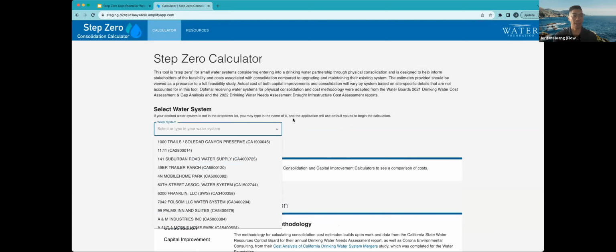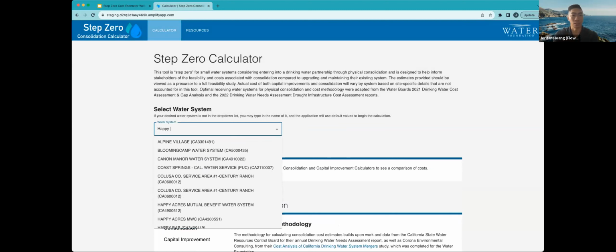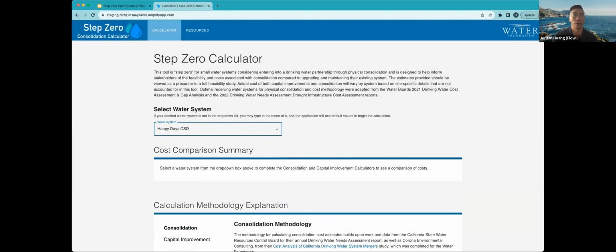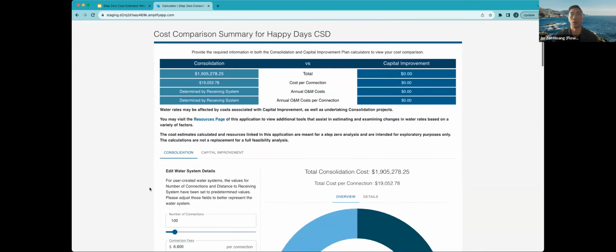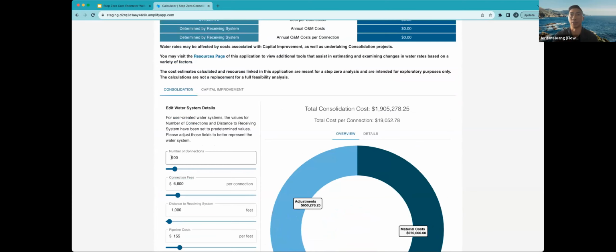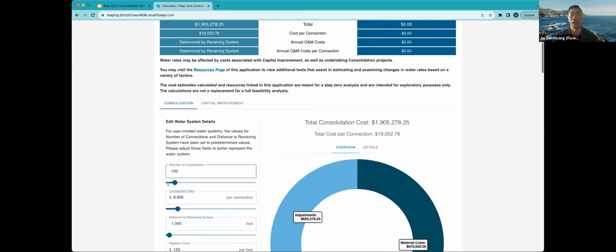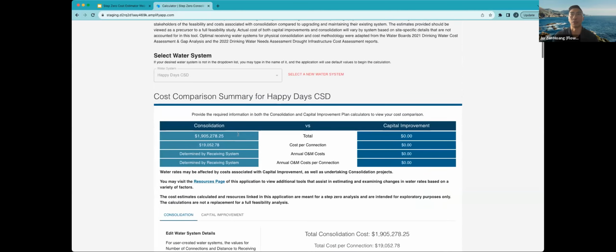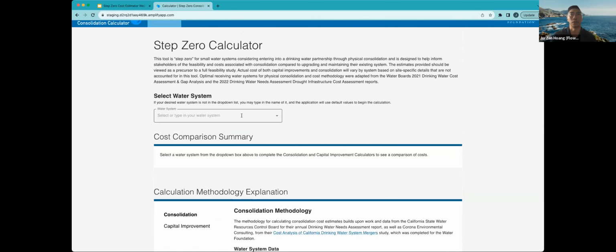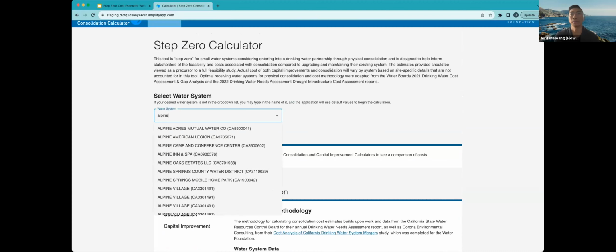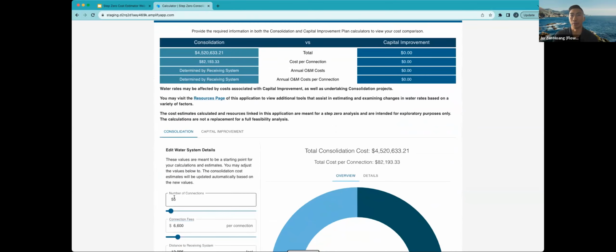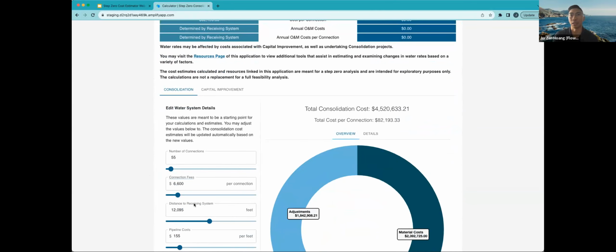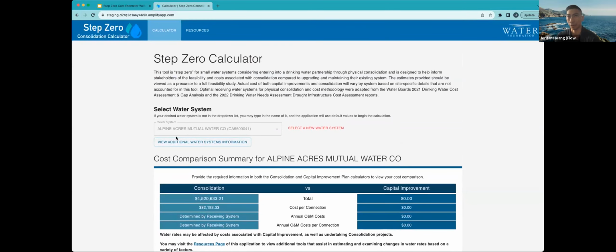If the water system that you are trying to look for isn't in the app, I'll go off of Kristen's example. If it's not in the app, you can still enter it, and what will be done is just using default values in the application if we don't have more accurate data for that information. But I'll go back to my example for Alpine Acres. You'll see that this number of connections and the distance to the receiving system are coming from the data set that we have.